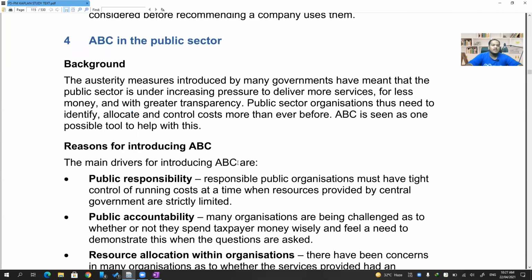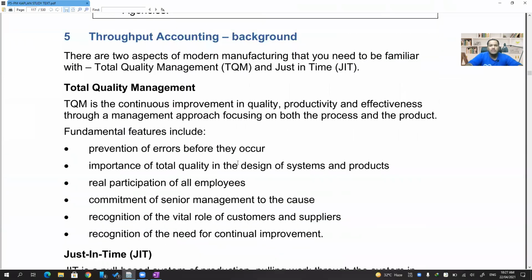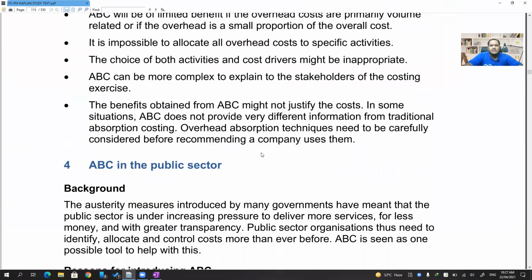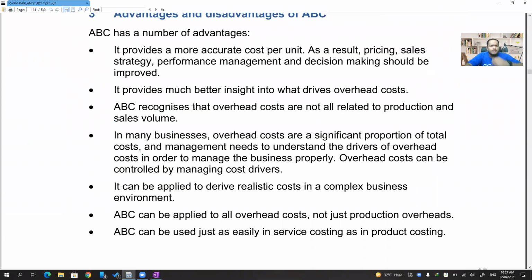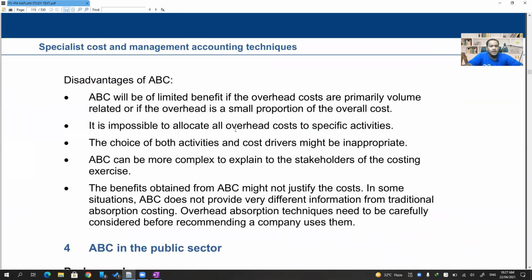Advantages and disadvantages, how it is used in the public sector. This is all theoretical nonsense. I don't need to go through all of that. You guys can quickly go through them. Advantages and disadvantages, I'll go through very fast. So it gives you a more accurate cost per unit. But the problem is, if you need more accuracy, you need more information. Look at the disadvantages. You'll need more information, and it will become more complex to explain.